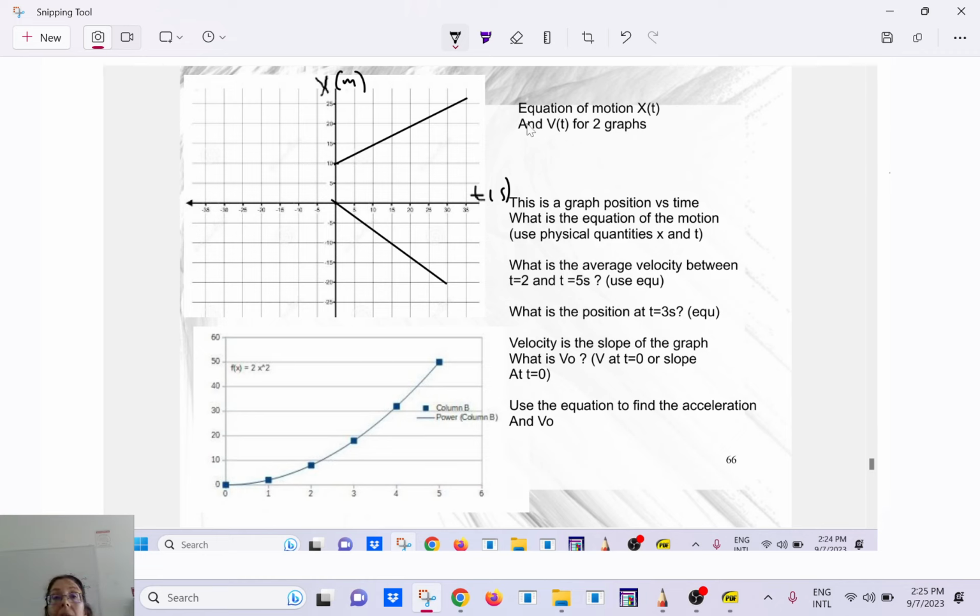So if you want to make a graph, you see the position here is in green. So at t equals 1, it's at 15. At t equals 2, it's at 20. At t equals 3, it's at 15. At t equals 4, it's at 0 again. So we have position versus time that looks like a parabola curved down.